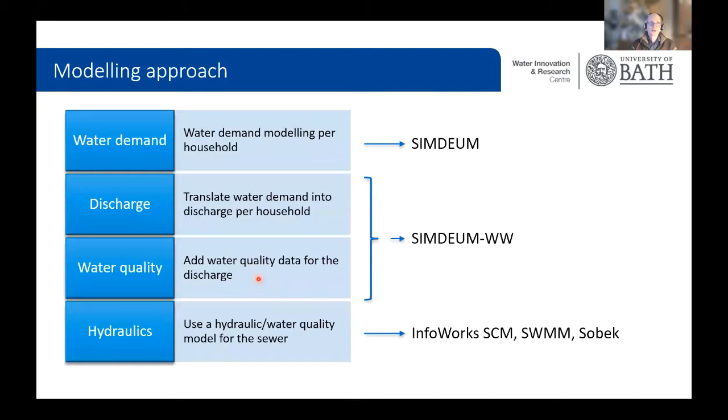So the modeling approach we use contains four steps, and with the models we try to predict the flow in the sewers. We try to predict the pollutant loads. And of course, when we have pollutant loads and the flow rates, we can also calculate concentrations in the sewer system. The way we do it is that we start with looking at the water demand at our home. So the water use in homes, that's the basis where the water is coming from.